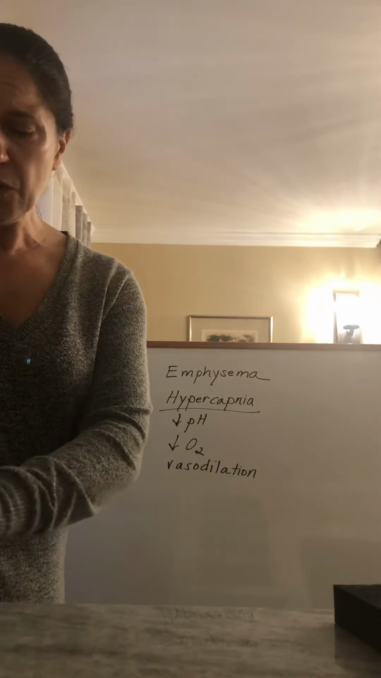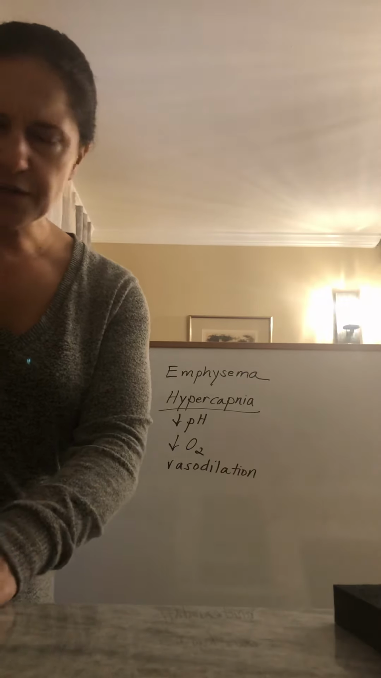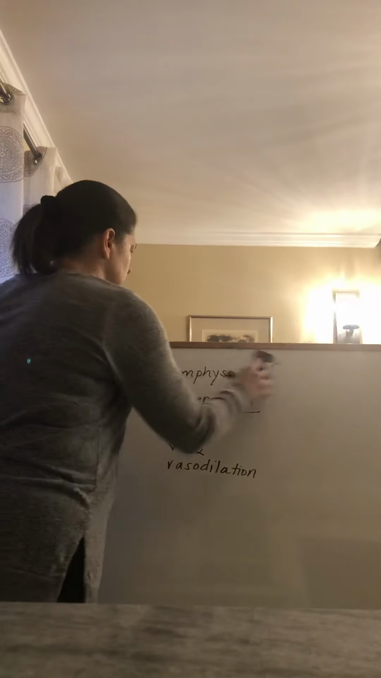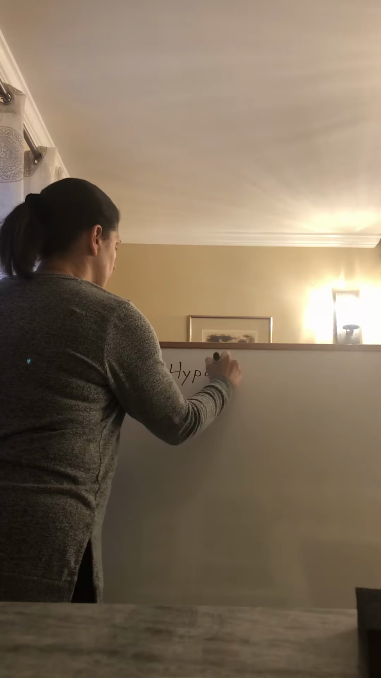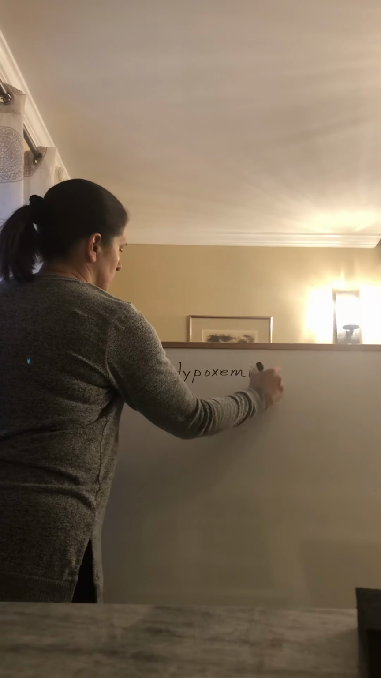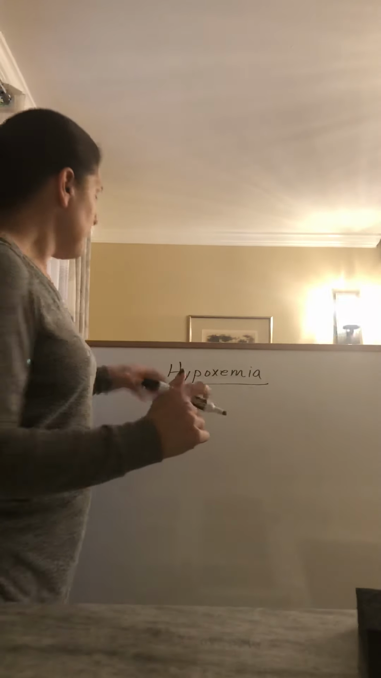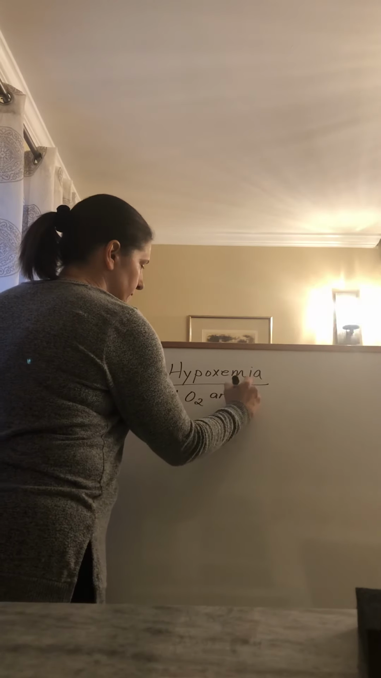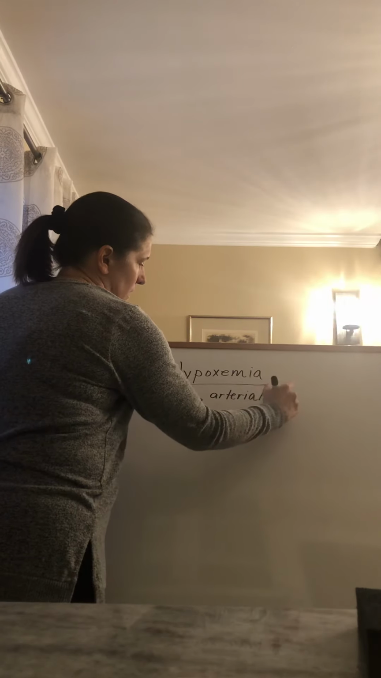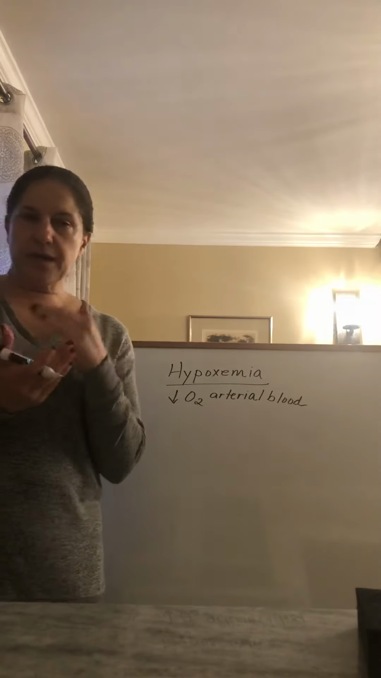Okay? All right, another condition that can result from pulmonary diseases, and again, this is very general, is hypoxemia. So let's talk about that for a minute. Hypoxemia is when you have a reduced concentration of oxygen in arterial blood. This can be caused by a couple of different things.